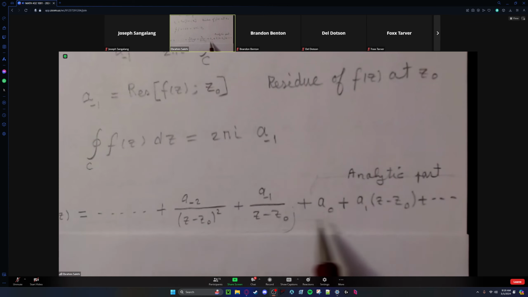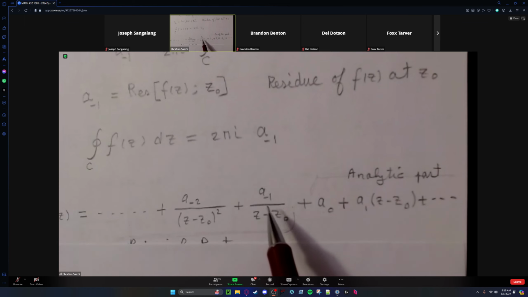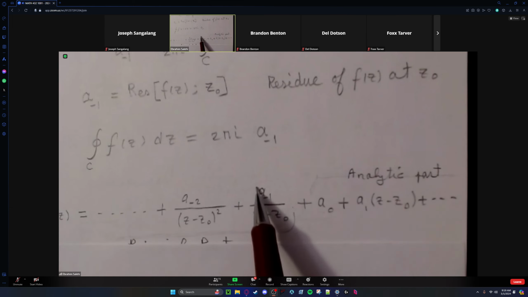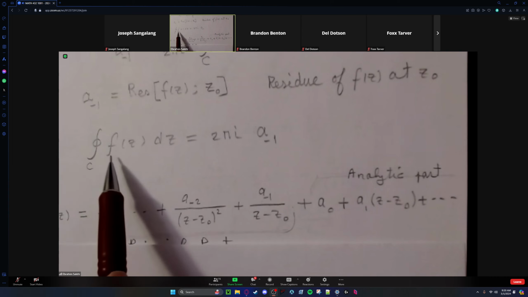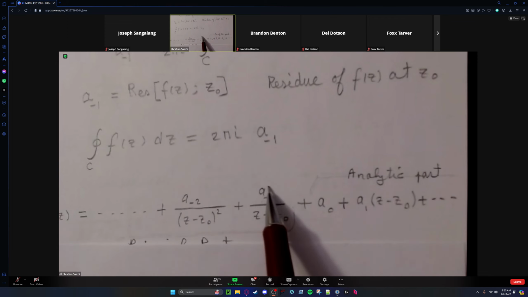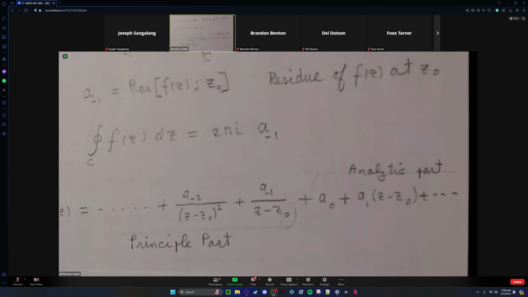In Laurent series, this is it: the coefficient, the number that is multiplied by 1 over z minus z naught. If we write the Laurent series, this is the most important number we are after, because it gives us the integral of f of z dz. It is 2 pi i times this number. All right? Okay, good.